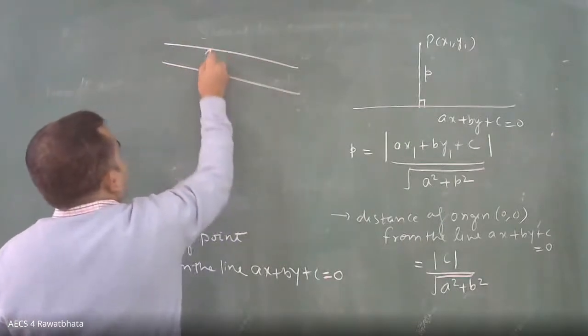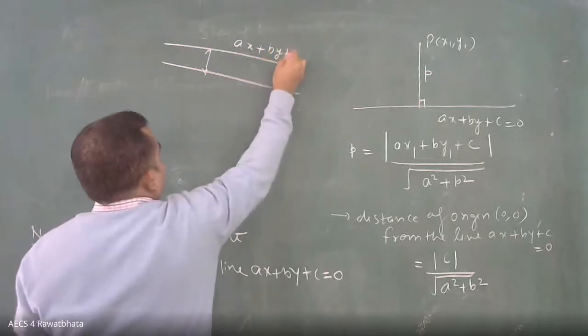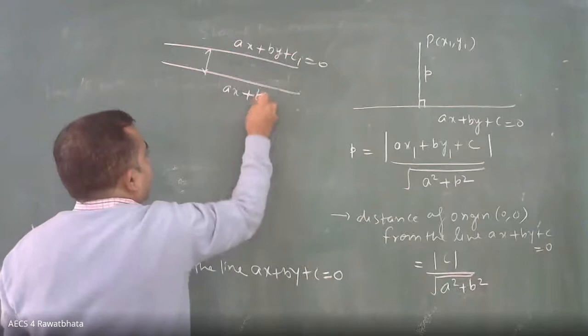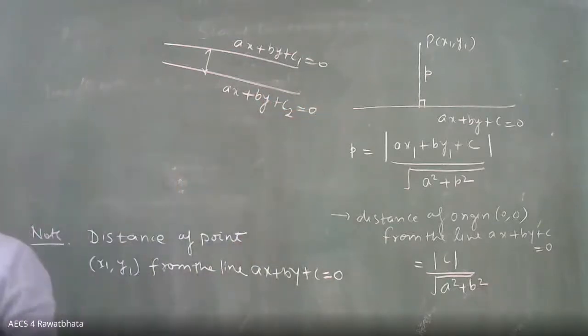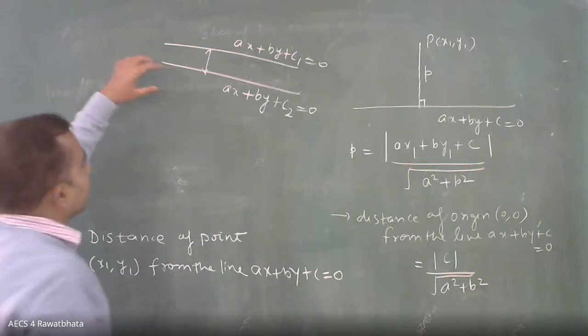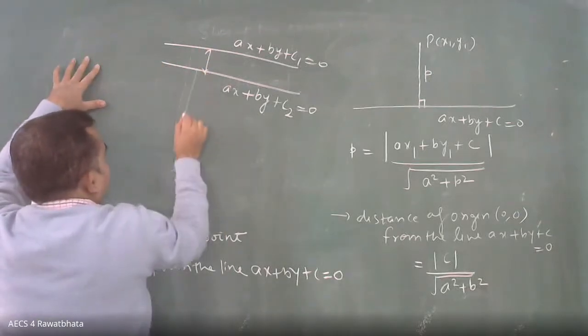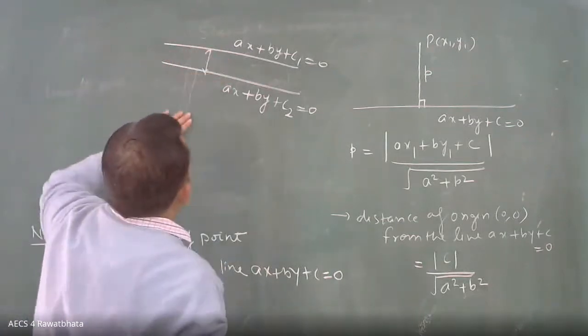So say the first line is ax plus by plus c1 equal to 0, and the second line is ax plus by plus c2 equal to 0. Then what is the idea of finding the distance between them? You find the distance of the first line from the origin, the distance of the second line from the origin, and subtract them. Then you will get the in-between distance.